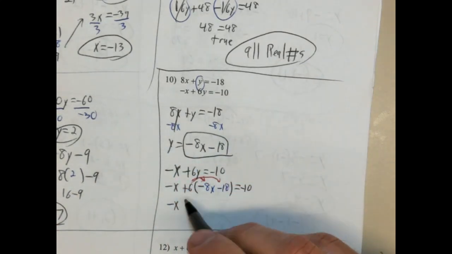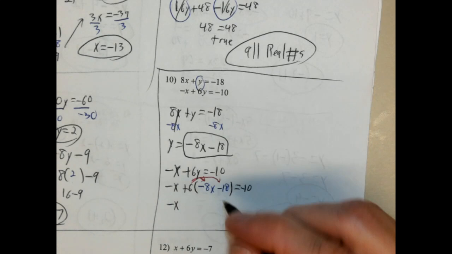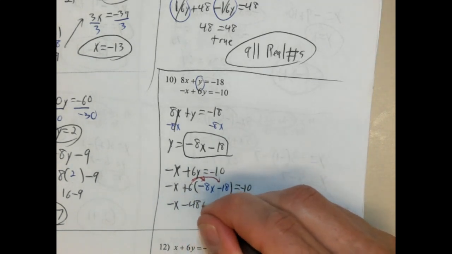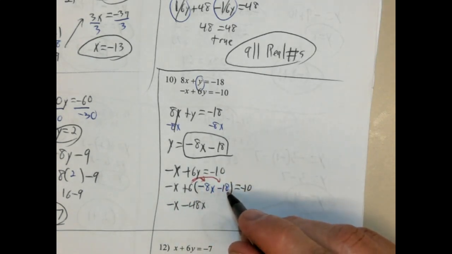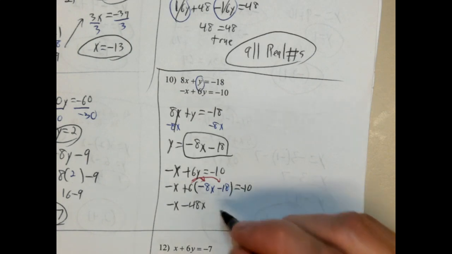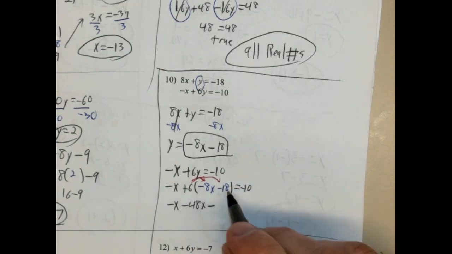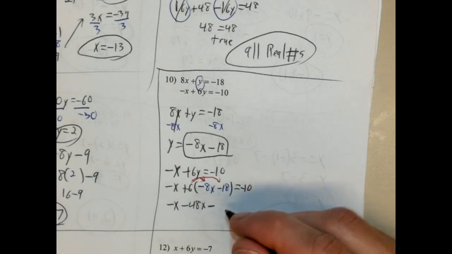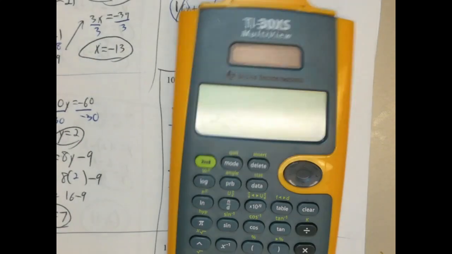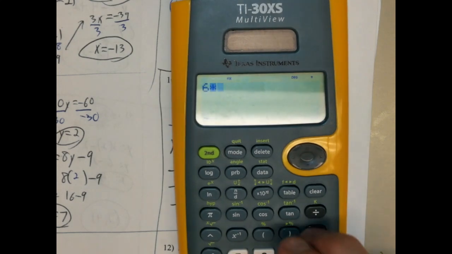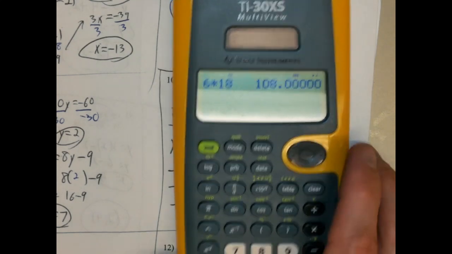Negative x. All right, so now we have to distribute this. So 6 times negative 8 is negative 48x. 6 times negative 18, it's going to be negative. 6 times 8 is 48. Carry the 4. I think it's 108. Let's just double check here. 6 times 18. Yep, 108.